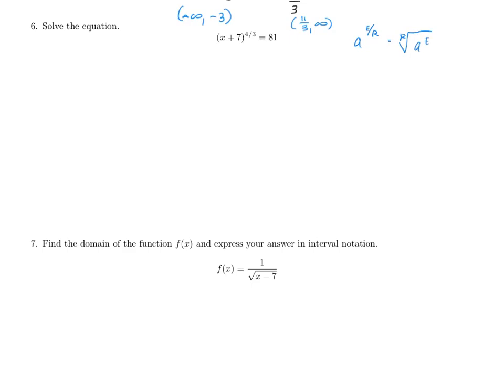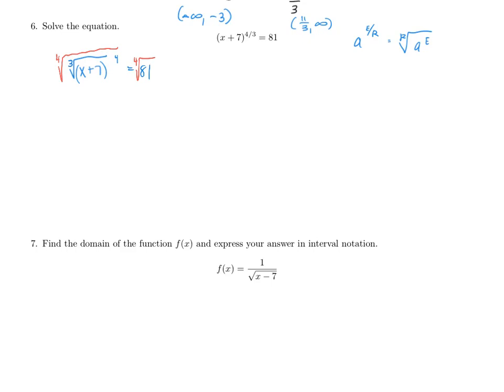So when we rewrite this, we're going to have x plus 7 under the radical. And then we're going to have the exponent is 4. And the index, or the root, is 3 equals 81. So we're just rewriting this in radical notation. And so now we want to start trying to get rid of everything. So the first thing we can get rid of is the 4th power. So the opposite of the fourth power is the fourth root. So we're going to take the fourth root.